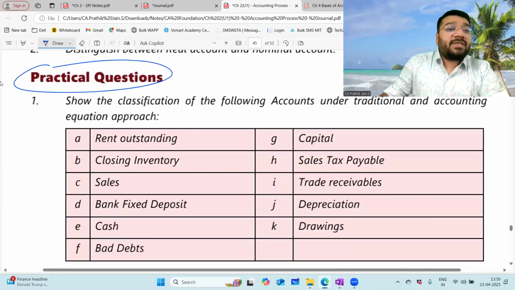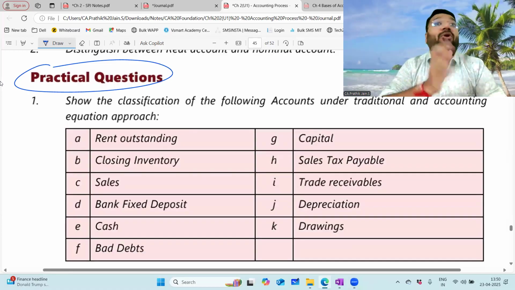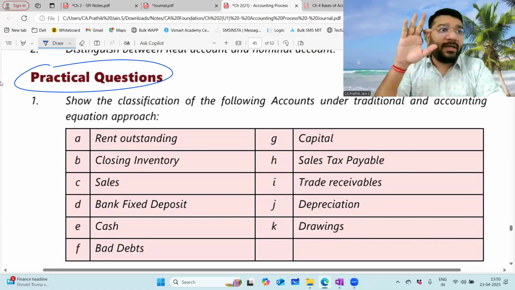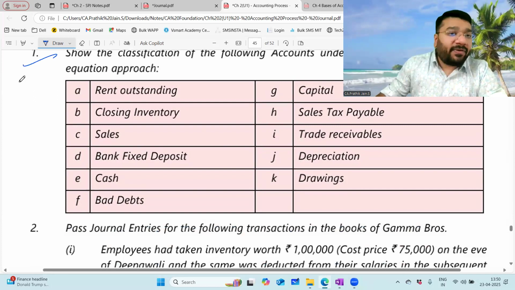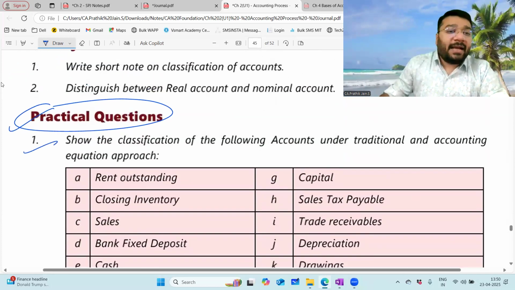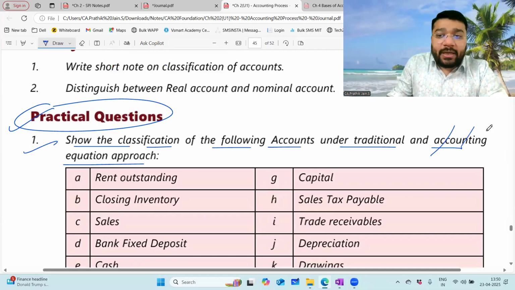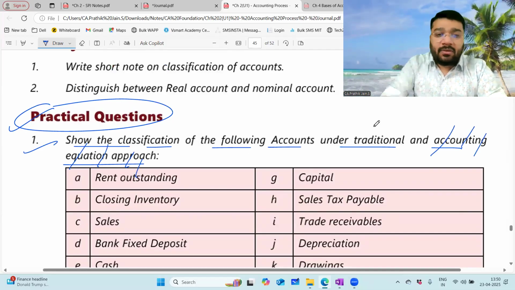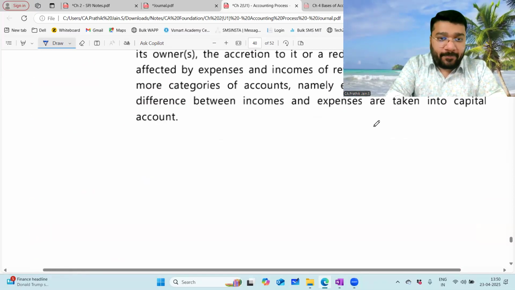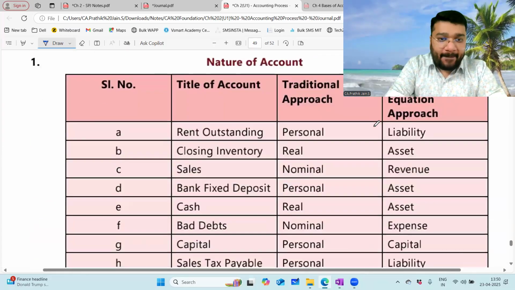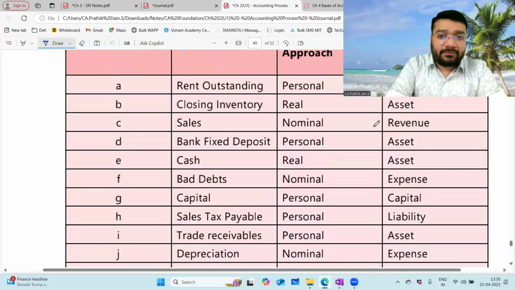Practical question, which is there after the end of the respective unit, not chapter. This is unit 1, journal. At the end of the unit, you have something called a practical question. In that, can you take the first question as homework? Yes, sir. They're telling you to show the classification of the following accounts under the traditional and accounting equation approach. Accounting equation approach, leave it. Okay, you can do both also, nothing wrong.